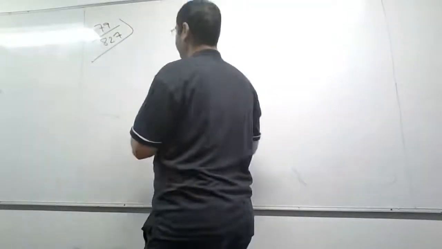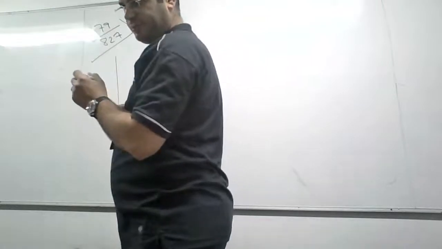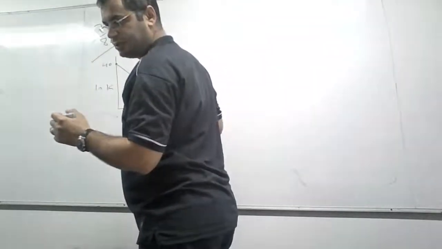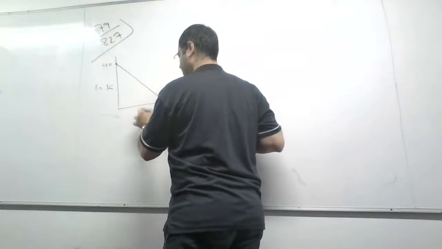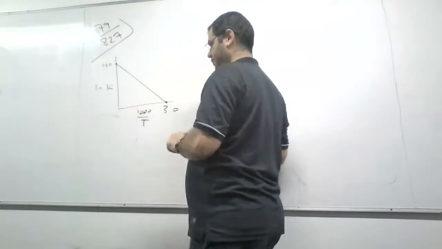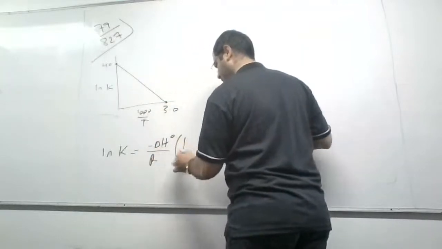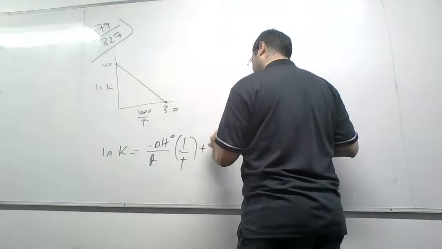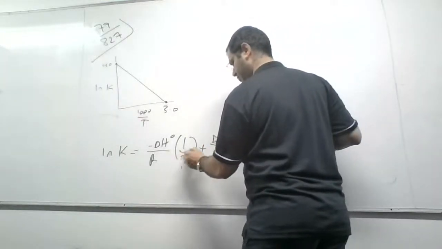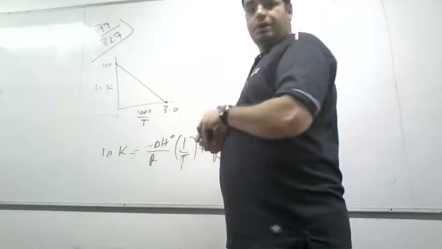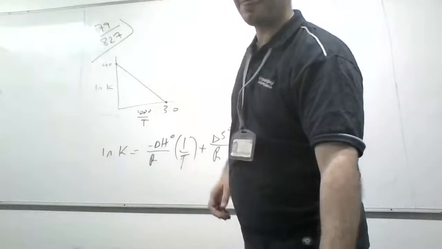We're looking at a curve of ln K, and this is 3. In here, it's 1.11, 1 over T times 1000. It's minus delta H naught over R, 1 over T, plus delta S naught over R. Okay guys, start answering the question.